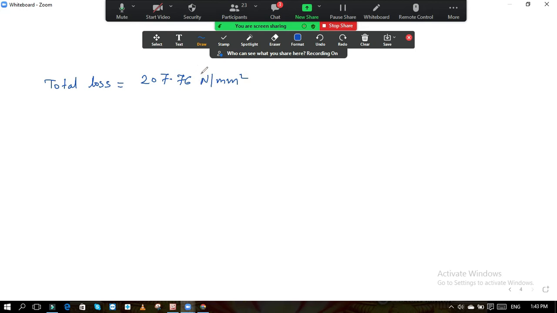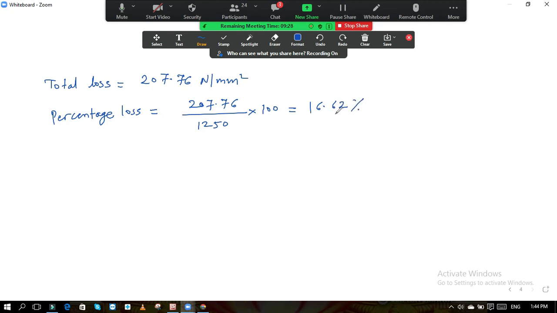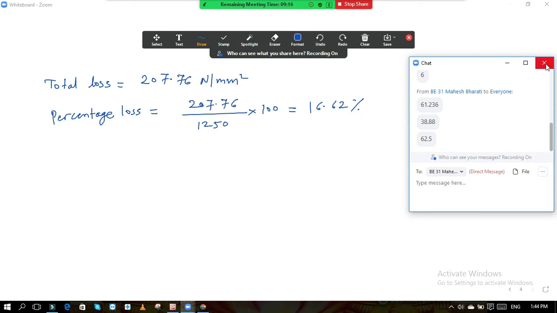Now what is the percentage loss? The percentage loss is equal to 207.76 divided by 1250 into 100, which is 16.62%. This is the percentage loss in the pre-tension member.